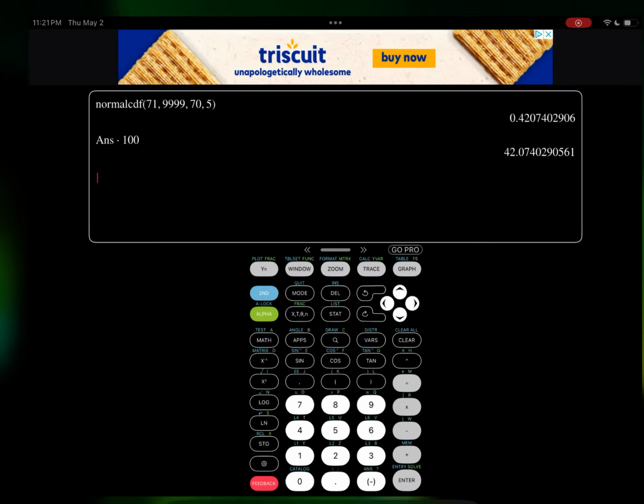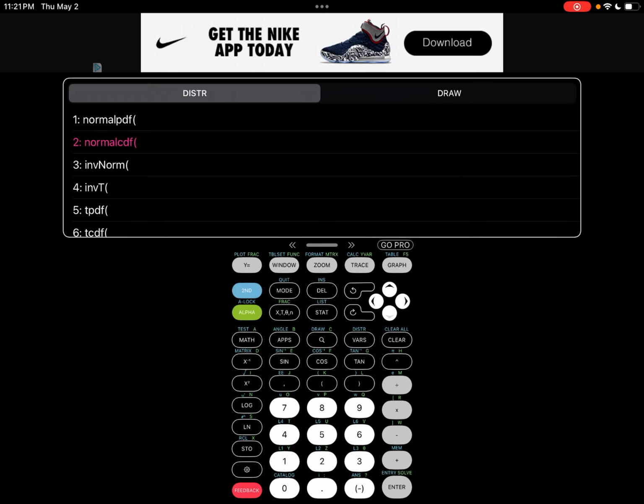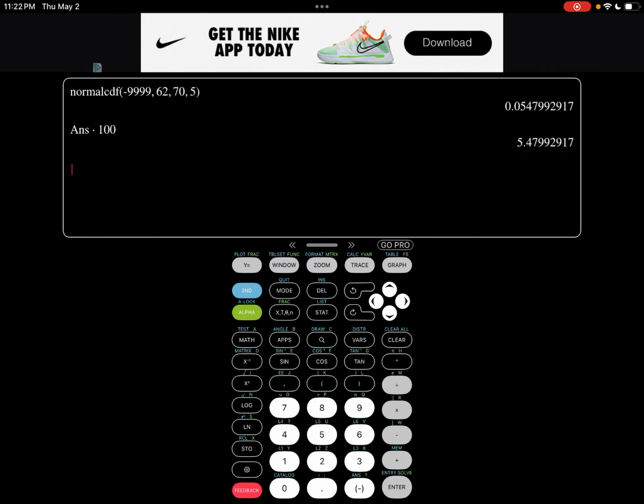And I'll go through that in the calculator now just to show you. Second, vars, choice 2. The lower bound here we made up as negative 9,999. Again, you don't have to use that exact number. Just use something much smaller than 62. So 62 is the upper, 70 is the average, 5 is the standard deviation. Hit enter, times it by 100. There's our 5.5% to the nearest tenth of a percent.